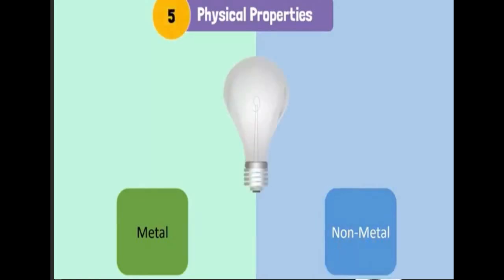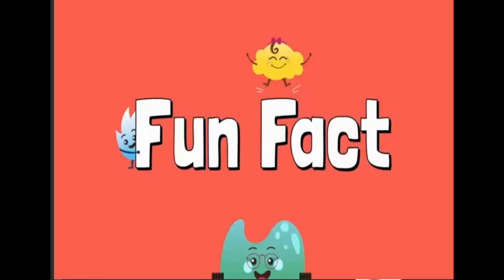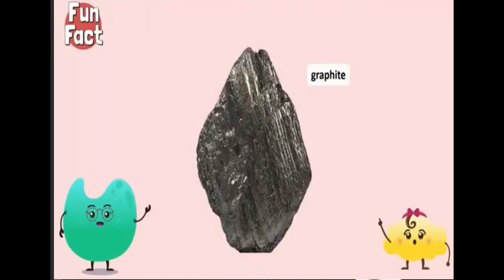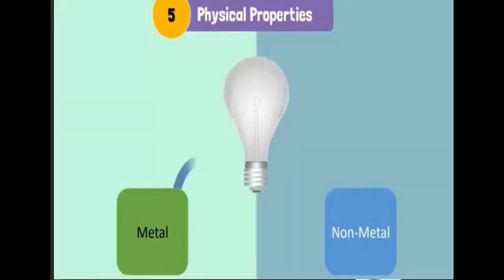Moving on, let's see how we can light up this bulb. Let's try connecting the non-metal first. That doesn't work. But that's okay. We use them to cover wires so we don't get electrocuted. Fun fact: graphite can surprisingly conduct electricity even though it is a non-metal. Now let's see what happens with the metal. It worked! Metals are really good conductors of electricity.